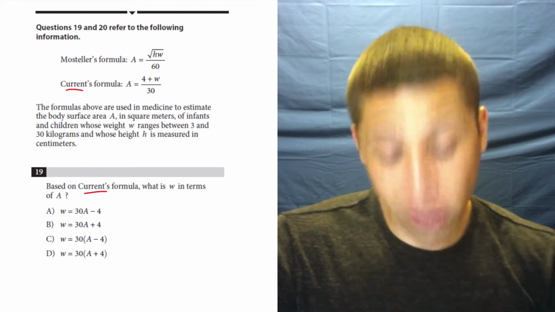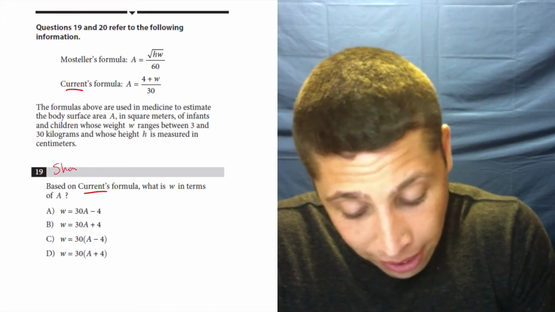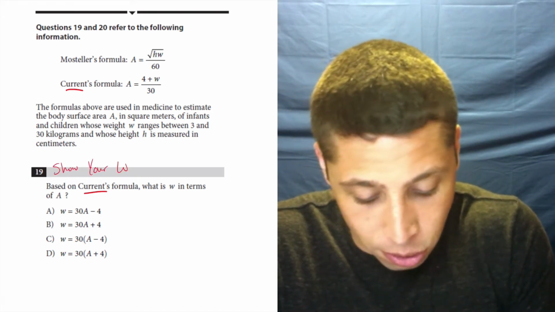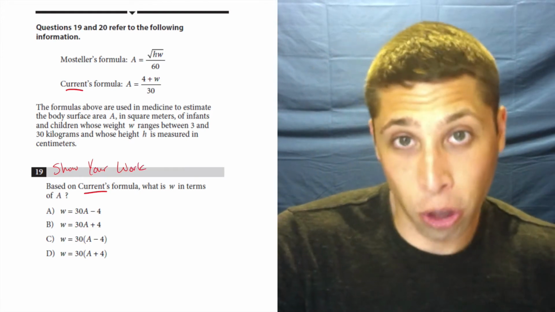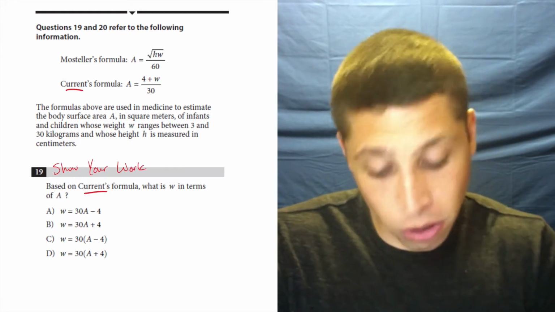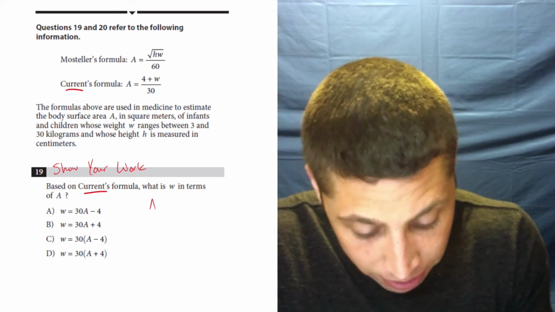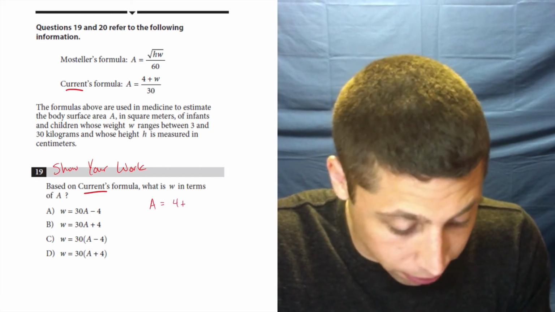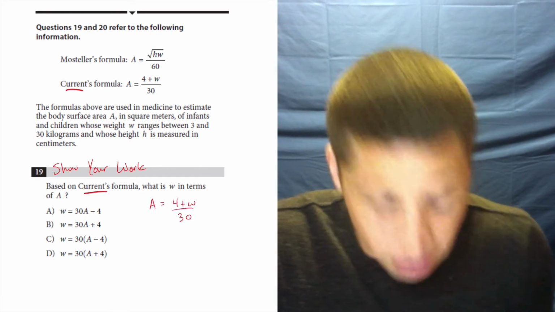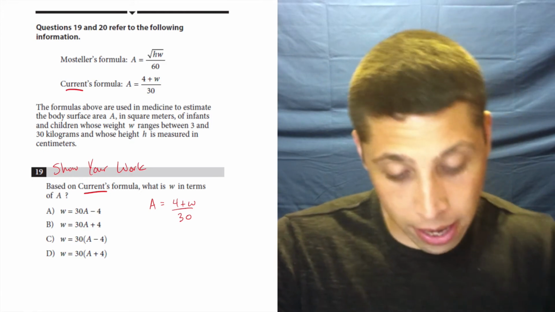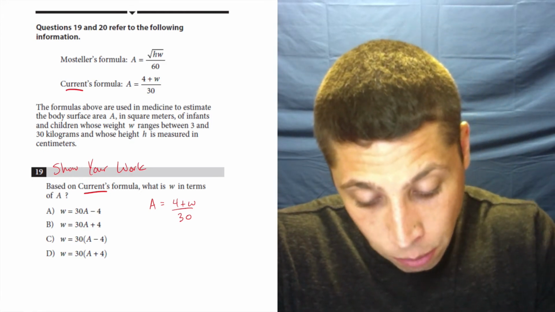So all you need to really do here, I think the algebra is definitely the fastest way, so let's do it. Show your work, okay? So first and foremost, I'm going to take that equation and just bring it down here. Let's not do any steps in our heads. So bring it down when you've got some space. Now we want to get W by itself.